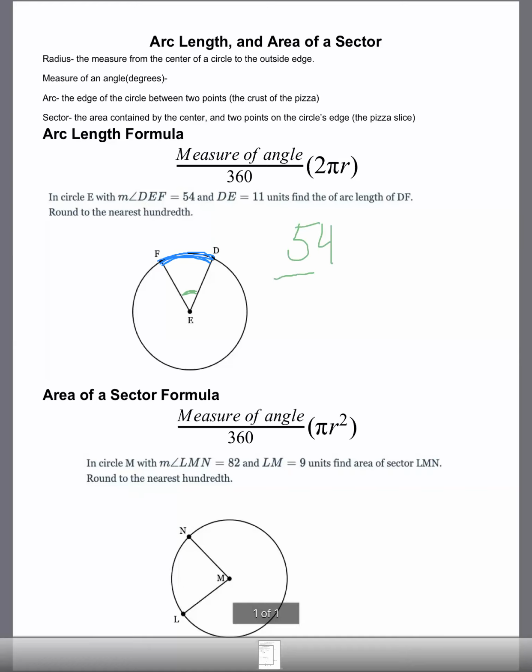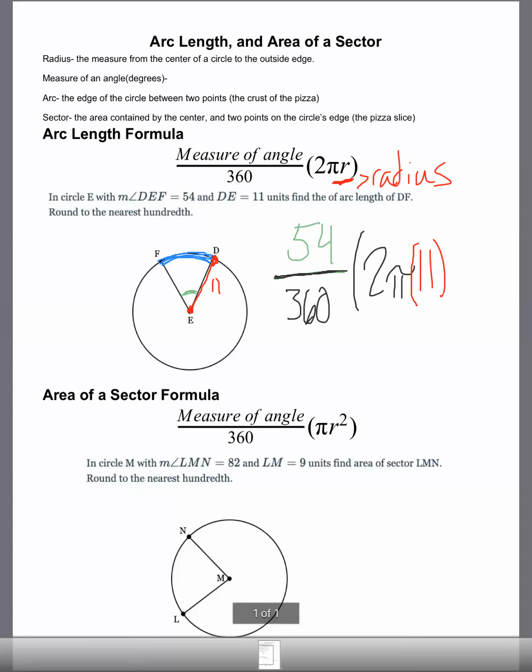divided by 360 times 2 pi times the radius. The R here stands for radius. Okay, so our radius is anywhere, remember, from the center to the outside, and it tells us that DE, so if we connect DE, it's 11, so that's our radius. And then all you have to do is plug it into your calculator.